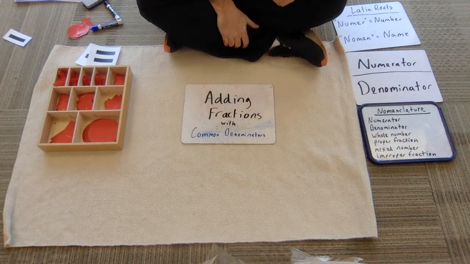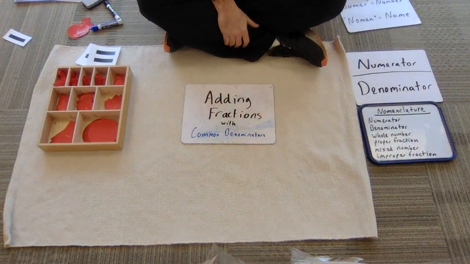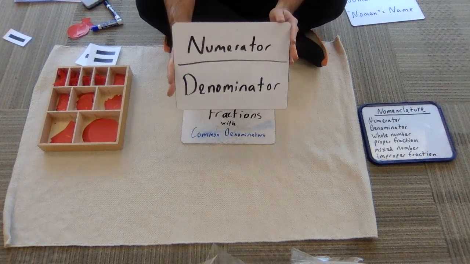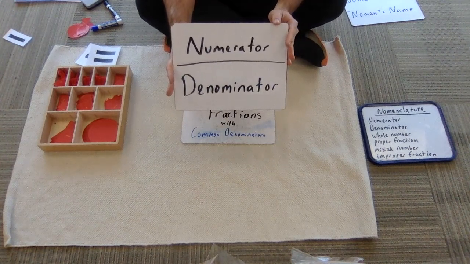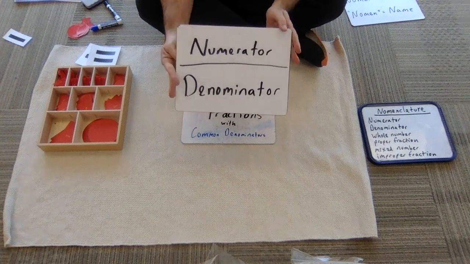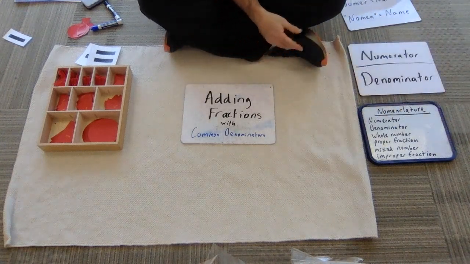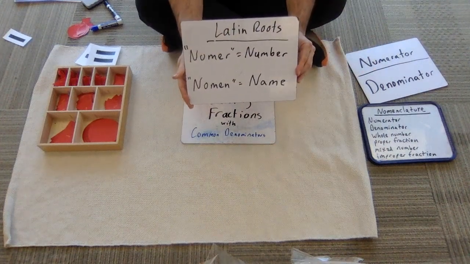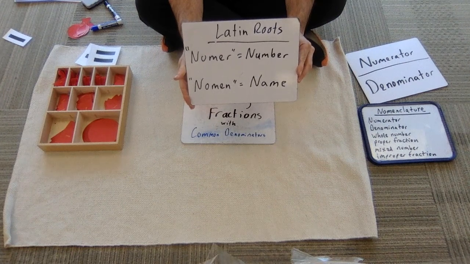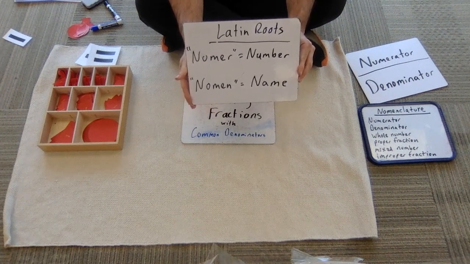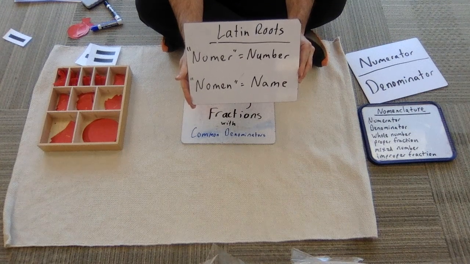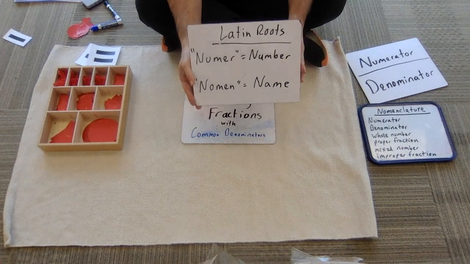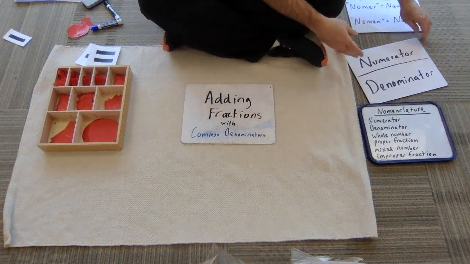So let's talk about the Latin roots behind numerator and denominator. We know that with fractions we have a numerator and a denominator. The numerator is the number on top, and the denominator is the number on the bottom. Most of this is review, but a fun little fact, and you guys know I love my Latin: numer is the Latin word for number, and nomen is name. So the numerator is the one we count, and the denominator is the one that is named. This is a really interesting element of the Latin roots behind numerator and denominator.